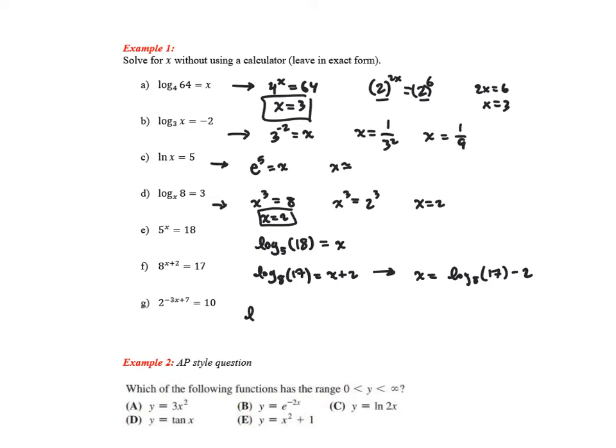All right, the last one, log base 2 of 10 is equal to negative 3x plus 7. So x would equal, it looks like I'm going to do a little work. 7 minus log base 2 of 10 all over 3. Now, I skipped a couple steps in there. Just confirm yourself that you know why that is what it is.